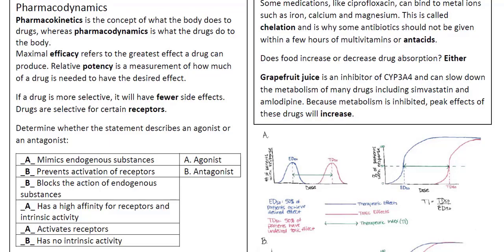Relative potency is a measurement of how much of a drug is needed to have the desired effect. One example of this is two different diuretics, bumetanide, which is dosed in 1 or 2 milligram doses, versus furosemide, with a normal dose between 20 and 40 milligrams. The important thing to remember with potency is that a drug that is more potent doesn't necessarily mean that it's more effective. It just means that you need less of a dose to have the same effect.